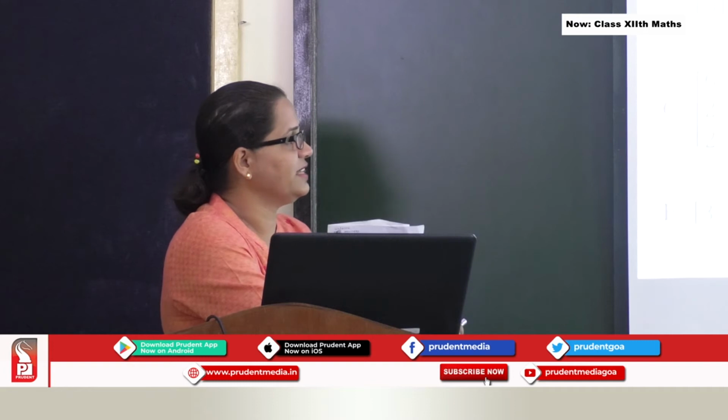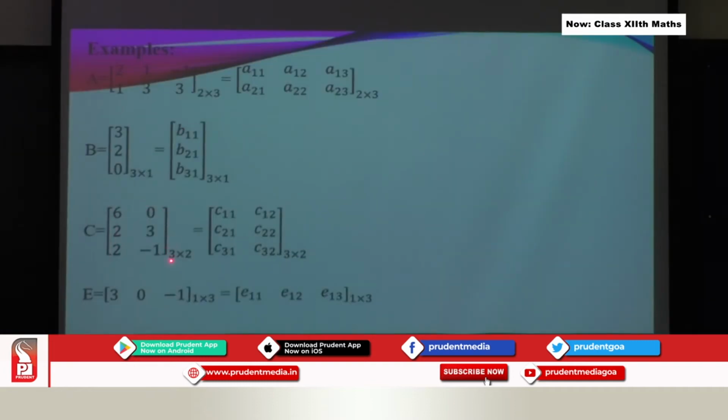Okay, look at the third example. Now this matrix is of what order? 3 cross 2. Why 3 cross 2? Because over here you have 3 rows and 2 columns. Look at the positions of those elements. Now here, since I am talking about matrix C, you have C11 here, see, 6 is at C11. Now here 3, now 3 is at what position? It is at C22 position.